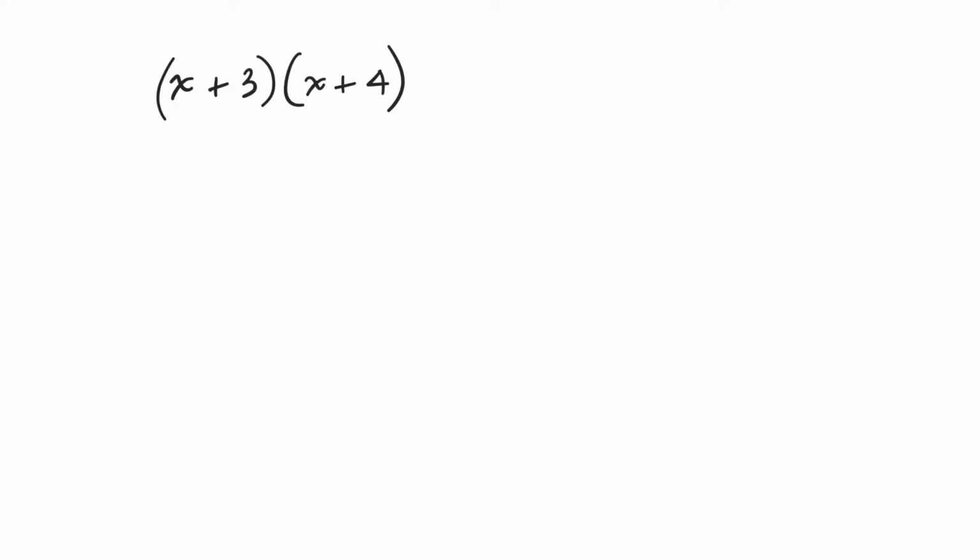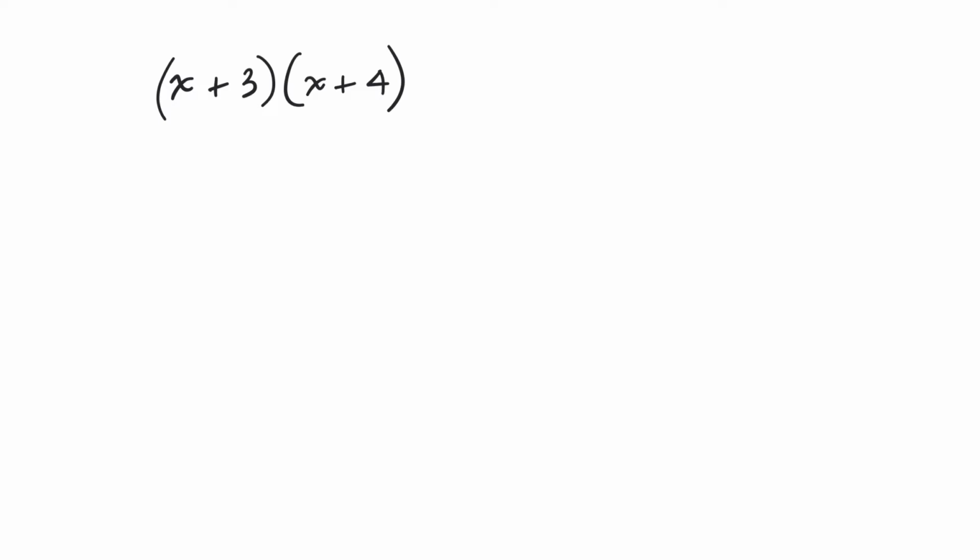We're going to be factoring trinomials of the form x squared plus bx plus c. And to get to a trinomial, one of the ways is to multiply two binomials like these that I have on the screen here. So we know how to multiply these. I'll just do a quick review.